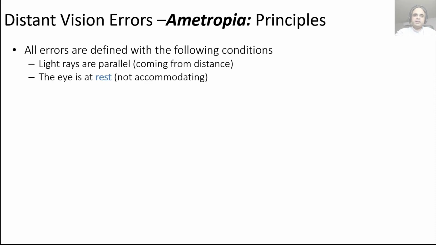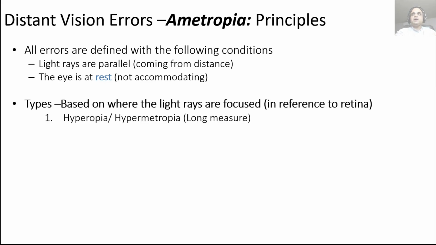The eye is at rest, i.e. the eye is not accommodating. Again, remember, accommodation is a phenomenon that allows the eye to adjust for light rays that are coming off a near object, a distance of less than 6 meters.